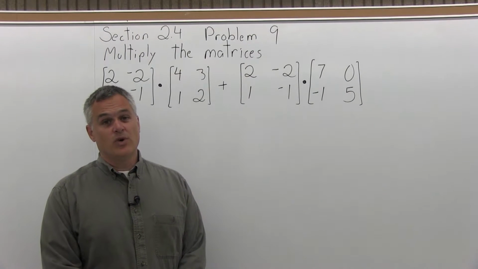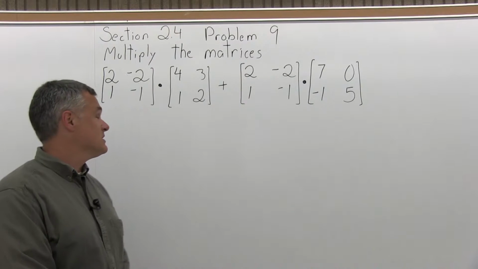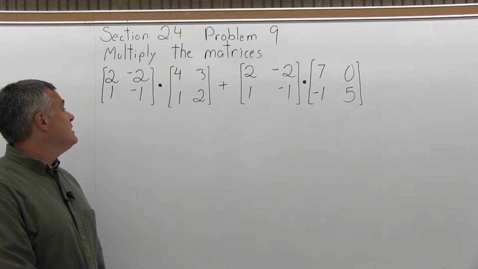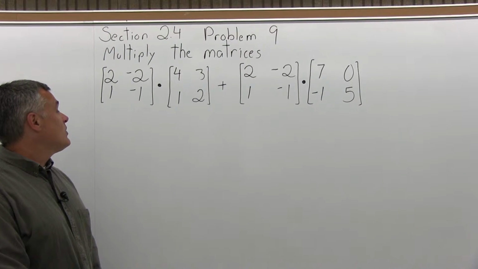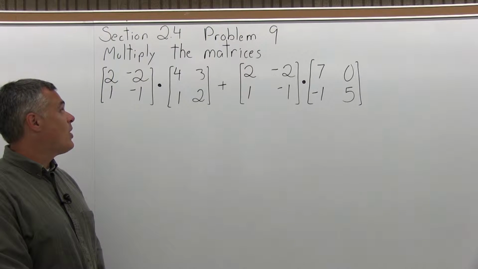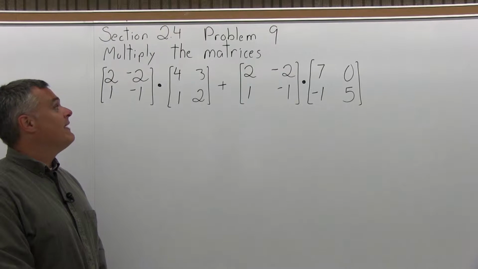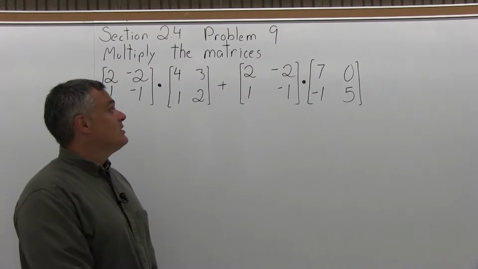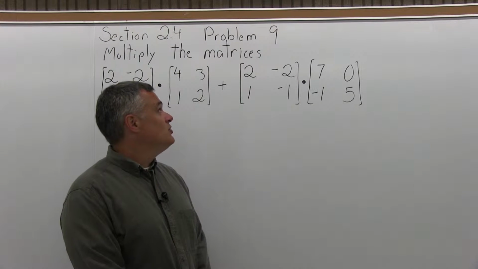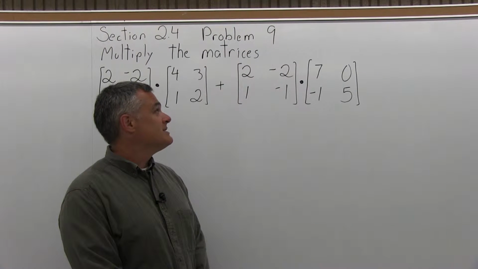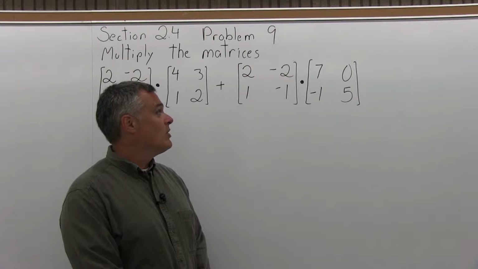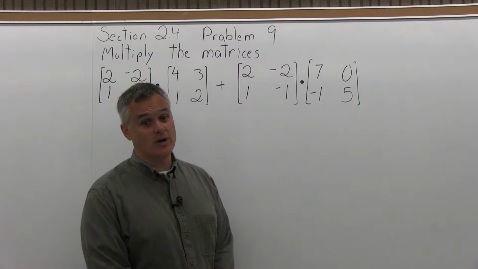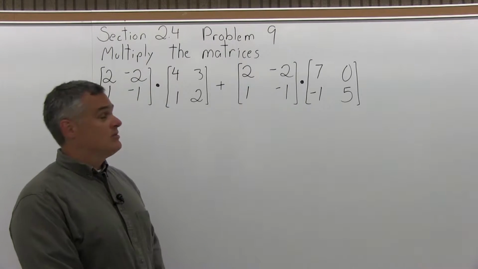This is Section 2.4, Problem 9. It says multiply the matrices. And we have 2, -2 as the top row, 1, -1 as the bottom row, times the matrix 4, 3 as the top row, 1, 2 as the bottom row, and then plus 2 more matrices multiplied, 2, -2 as the top row, 1, -1 as the bottom row, times 7, 0 as the top row, -1, 5 as the bottom row. So there's a lot to do in this problem.